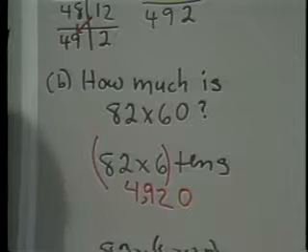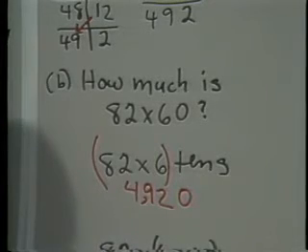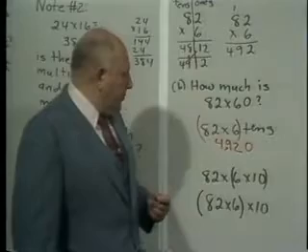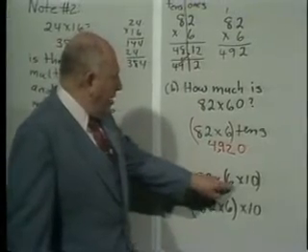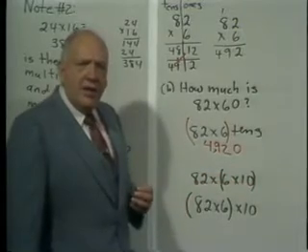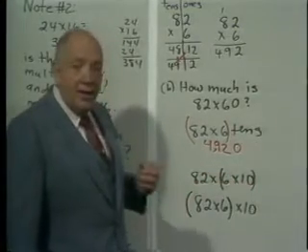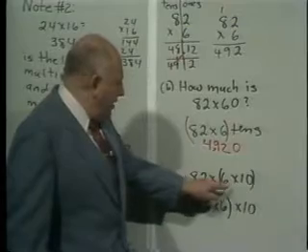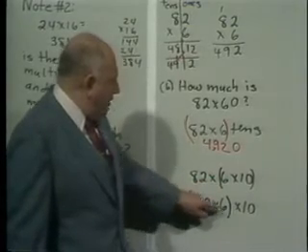4,920. Now, if you want to see this in a nonverbal form, just by using the properties of multiplication, notice that another way of writing 60 is as 6 times 10. And then, since multiplication has the associative property, we can reread this as if it was what? 82 times 6.